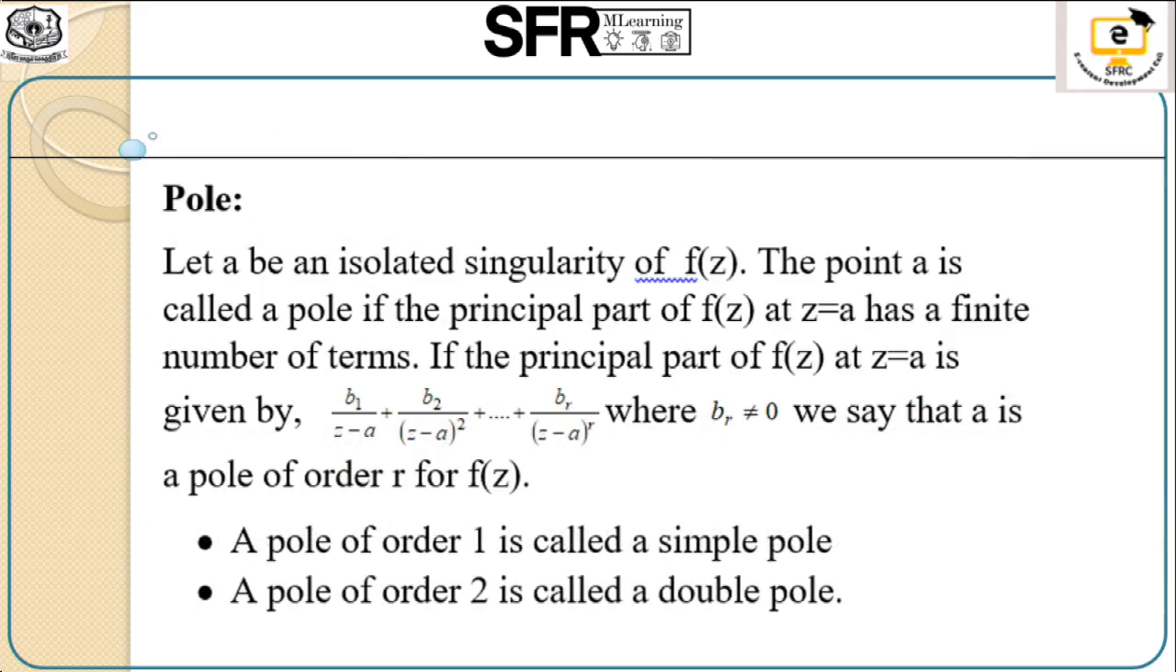Next one, pole. An isolated singularity is called a pole if the principal part has a finite number of terms. For a removable singularity the principal part contains no terms, and here the principal part must contain a finite number of terms of z.